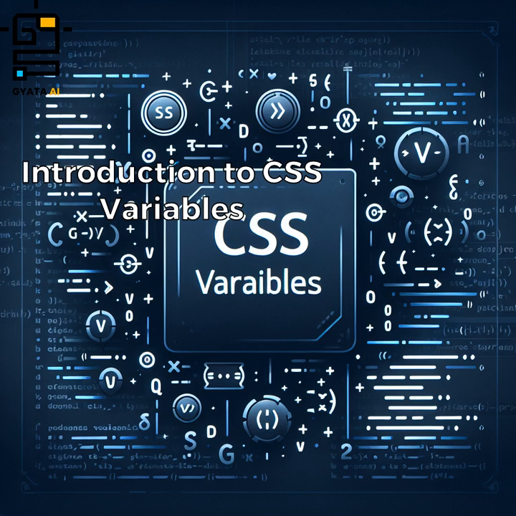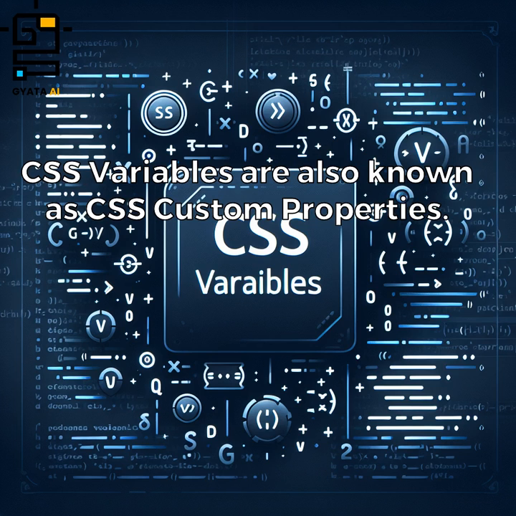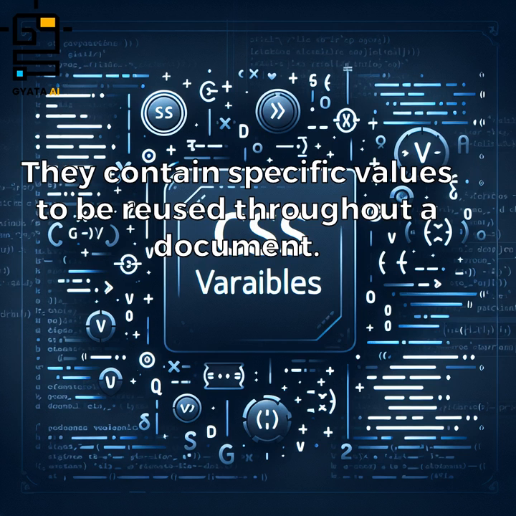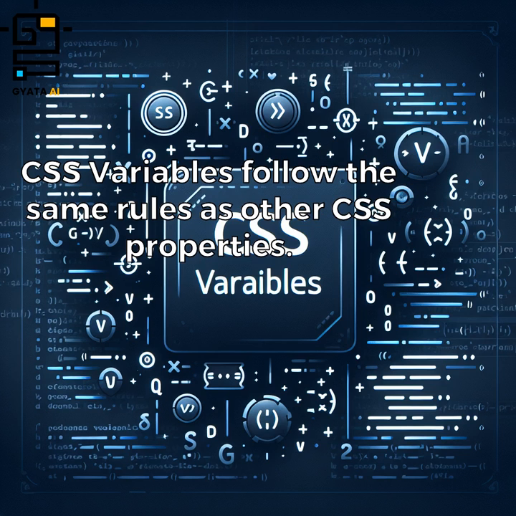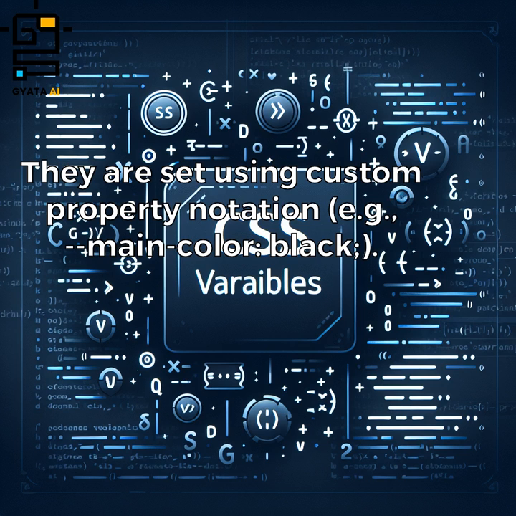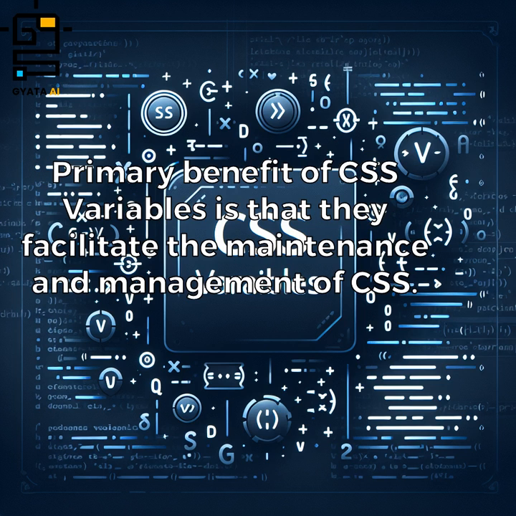Introduction to CSS Variables. CSS Variables are also known as CSS Custom Properties. They contain specific values to be reused throughout a document. CSS Variables follow the same rules as other CSS properties. They are set using custom property notation, e.g. --main-color: black. The primary benefit of CSS Variables is that they facilitate the maintenance and management of CSS.